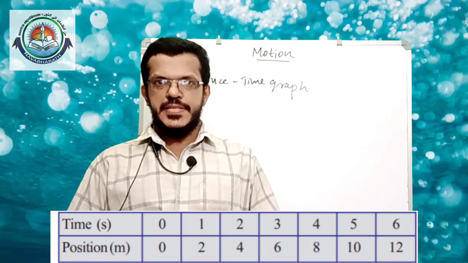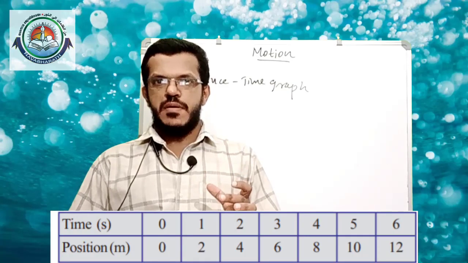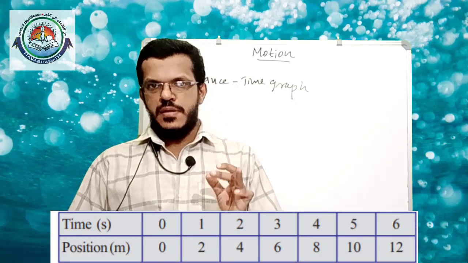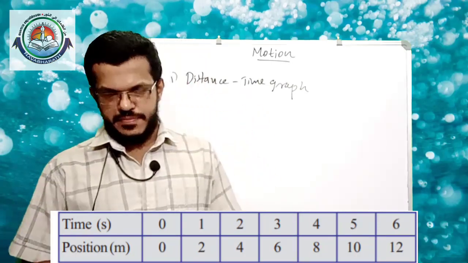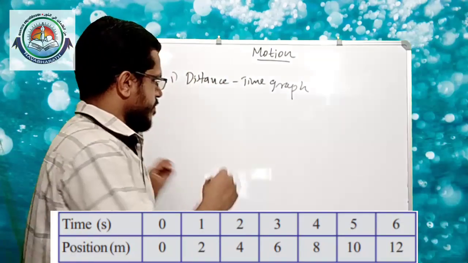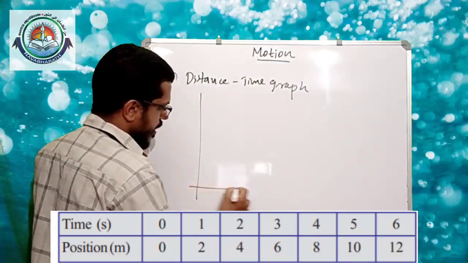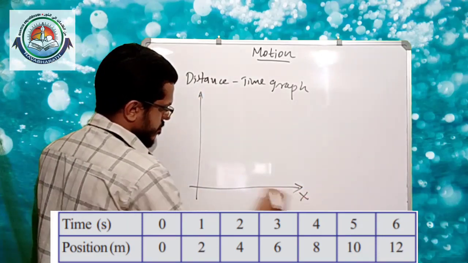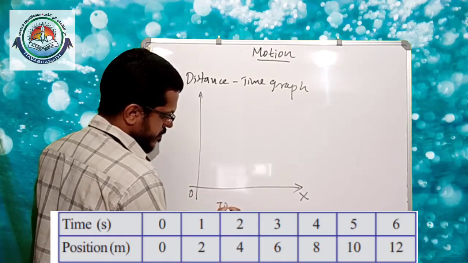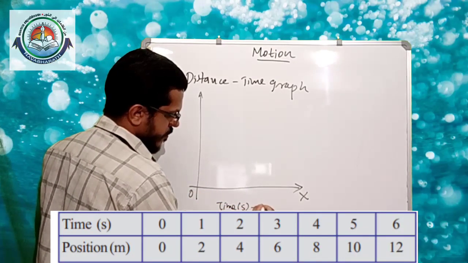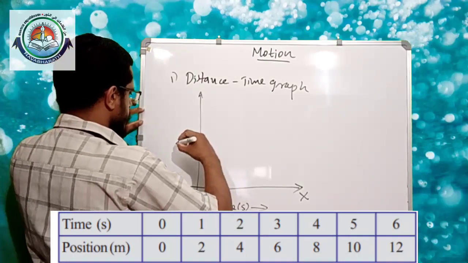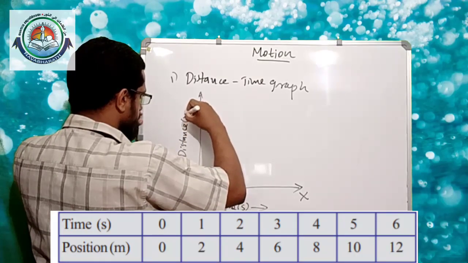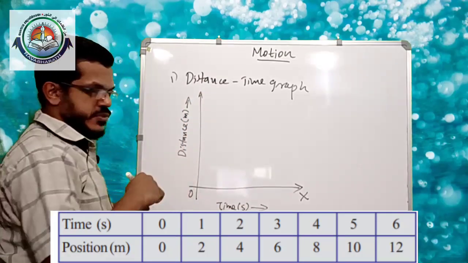Then I said here time is marked on x-axis and distance is marked on y-axis. Then we can draw like this. Time is on x-axis, the unit of time is second, and distance or position is in meter on y-axis.